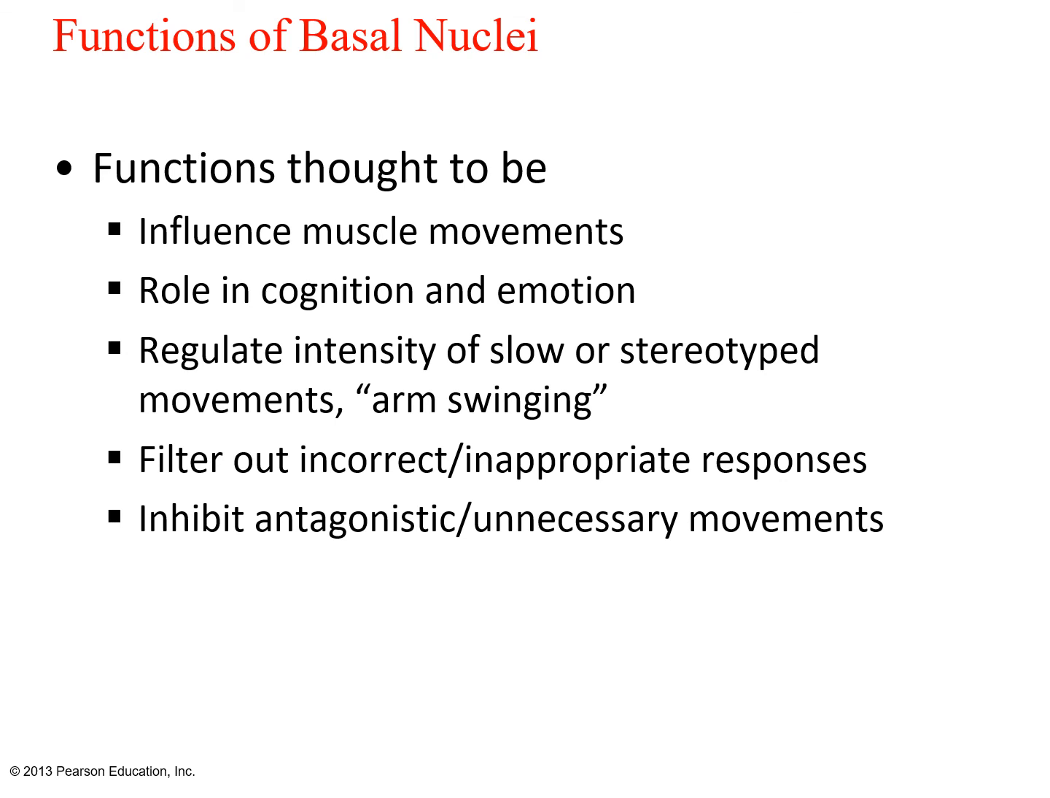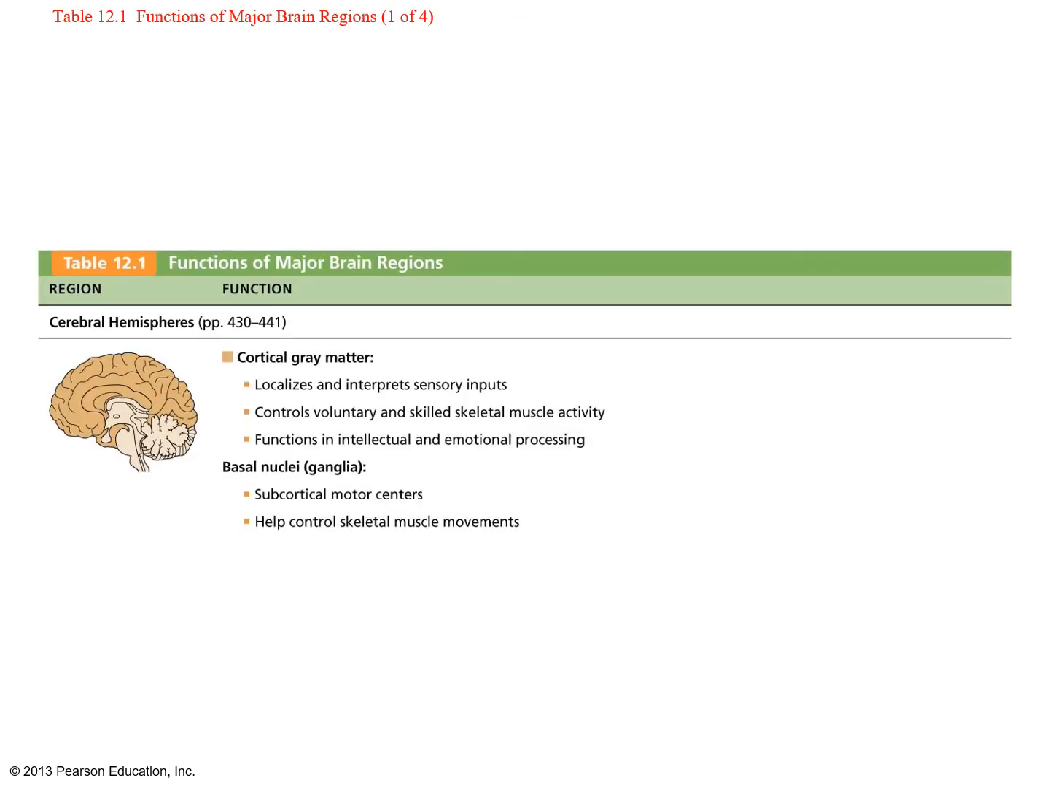And they're also going to inhibit antagonistic or unnecessary movements. So in other words, if you're trying to pick something up, you're going to want to have contraction of specific muscles and inhibition of other muscles that oppose them. And so basically, what the basal nuclei can do is to help coordinate movements such that you inhibit antagonistic motions that would stop the type of movement that you're planning on making.